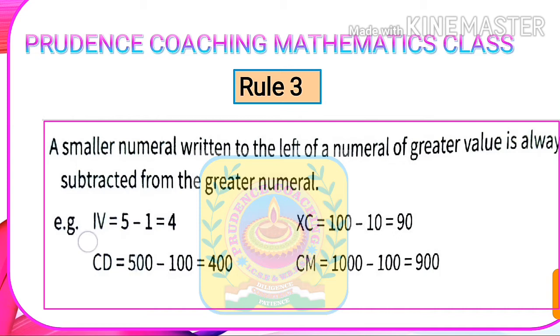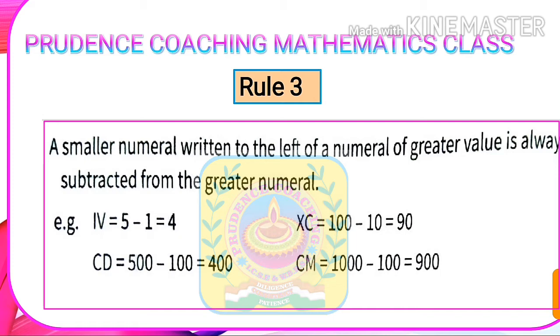For example, we have IV. I means 1 and V means 5. As you can see, I is smaller than 5, so we need to deduct I from 5 and get our answer. So we will get 5 minus 1, that is 4, which I said I would discuss in rule number 3, that is, the value of 4 will be IV in the Roman number system.